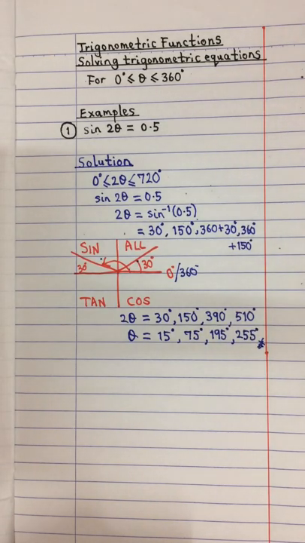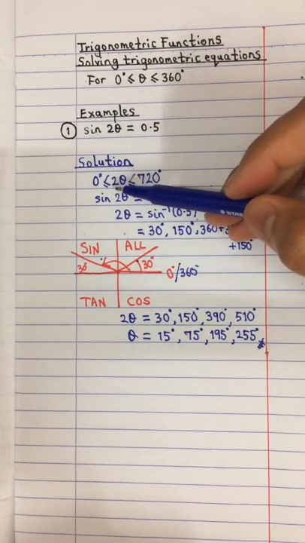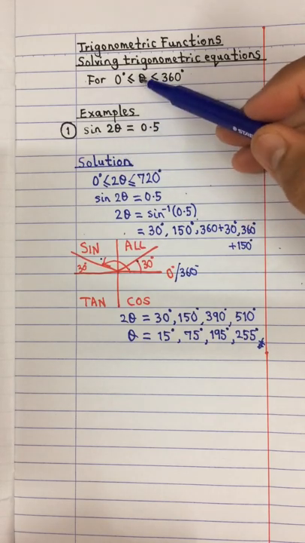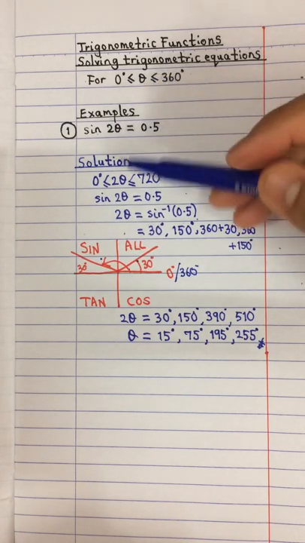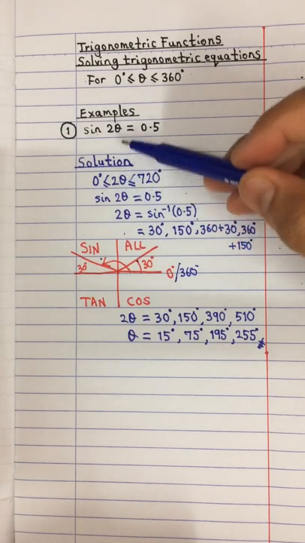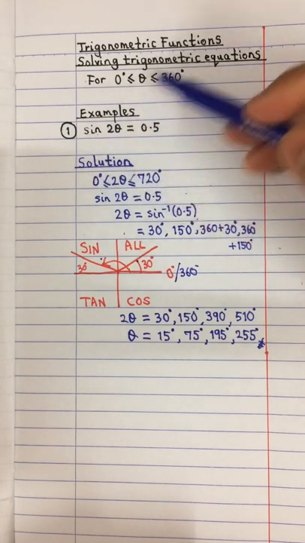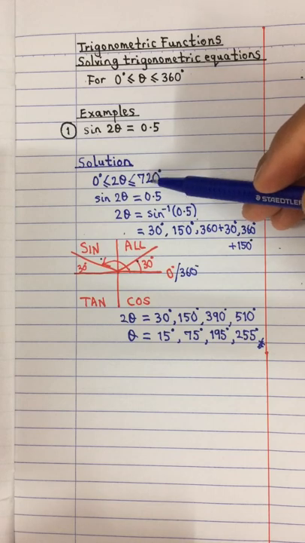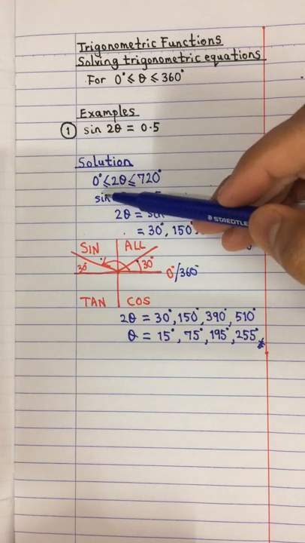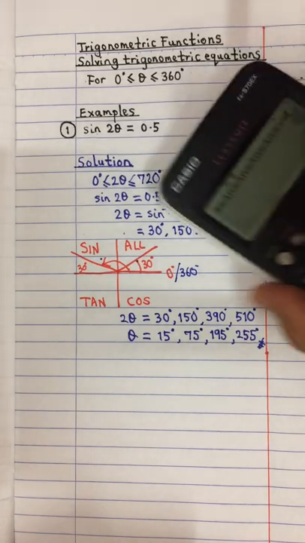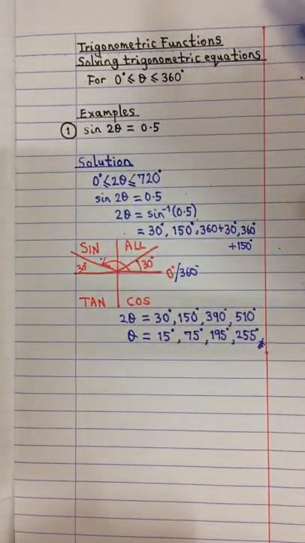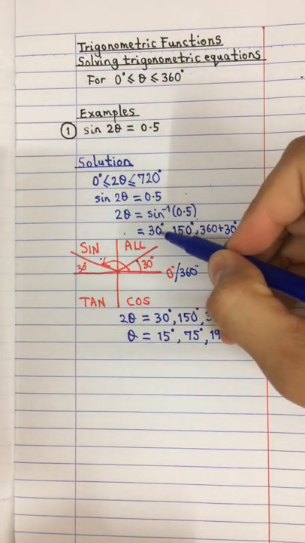Okay, I will explain again. First, you have to change the range of your new theta, because the original theta is from 0 until 360. If you got 2 theta, you have to times 2. So 0 times 2 gives you 0, and 360 times 2 gives you 720. You have to bring sine to the other side, and it becomes shift sine. You use your calculator to find the shift sine, and then you find the basic angle, which is 30.